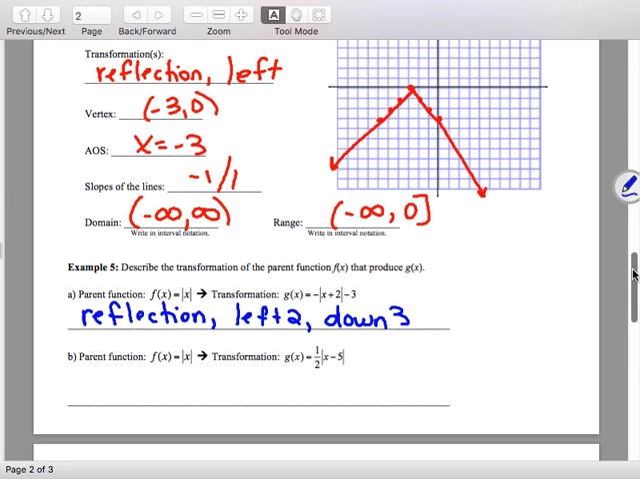All right, letter B, g of x equals 1/2 absolute value of x minus 5. So, Ellie, what does the 1/2 tell us? Good, that's a shrink of 1/2. And then Hannah, what do you think the x minus 5 is telling us? Right 5. Awesome, right 5. All right, what I'd like you to do now is go grab a marker board.